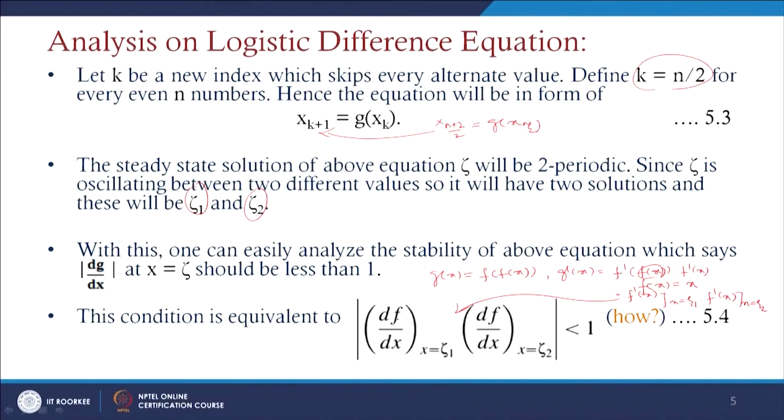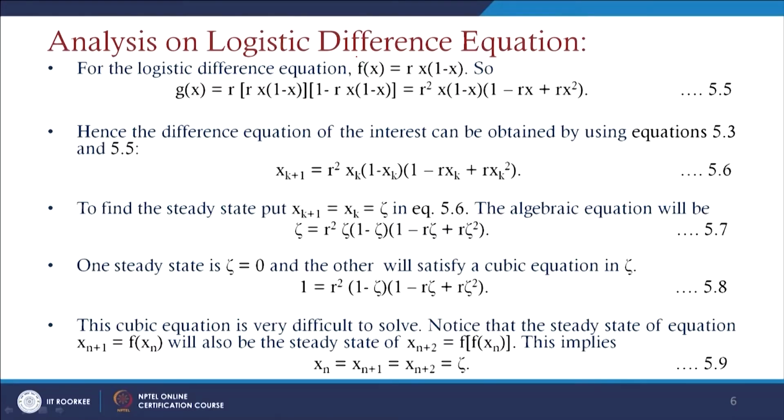For the fixed point form, the final reduction of this equation can be written as f dash x at x equals zeta 1, that is df by dx, and then again df by dx at x equals zeta 2. Since the absolute value of dg by dx should be less than 1, we write the absolute value of the product of f dash x at the two different values zeta 1 and zeta 2 should be less than 1.